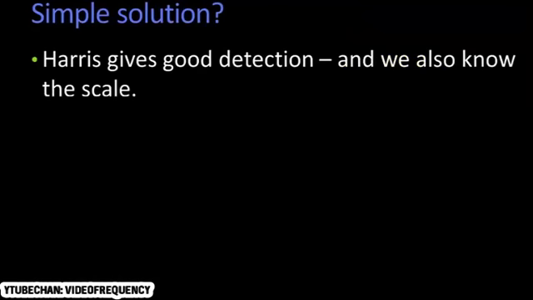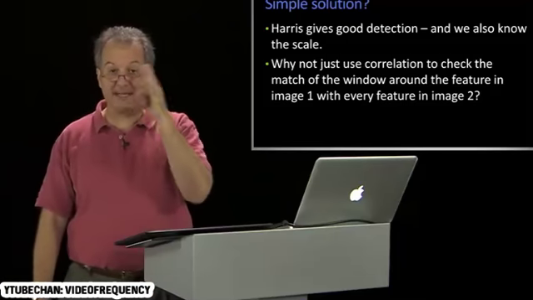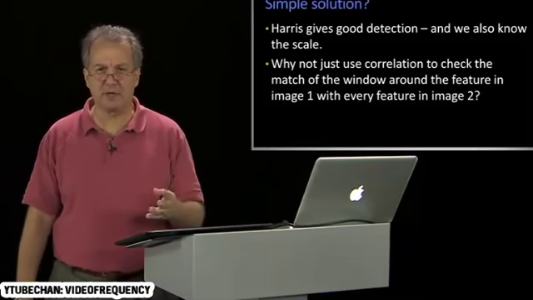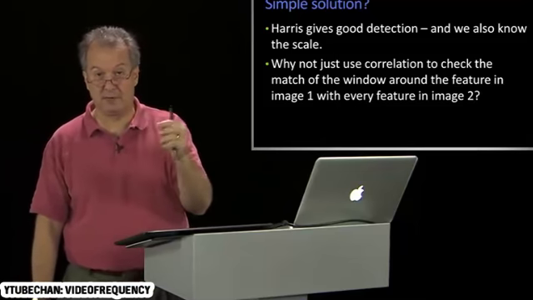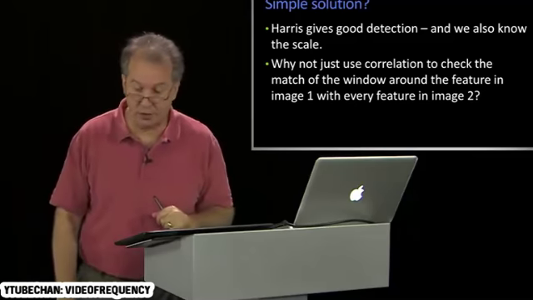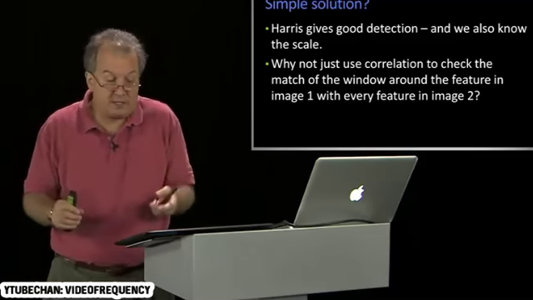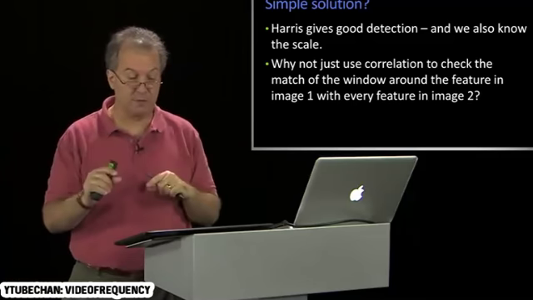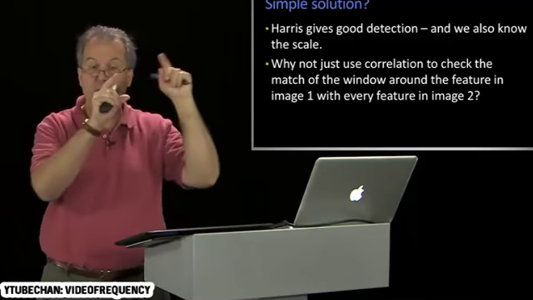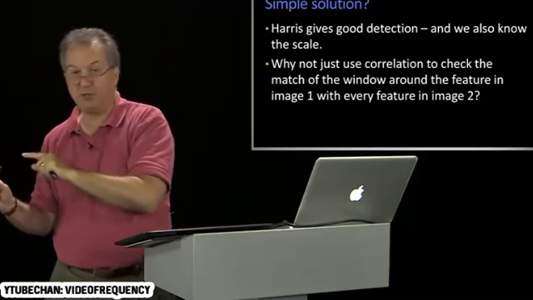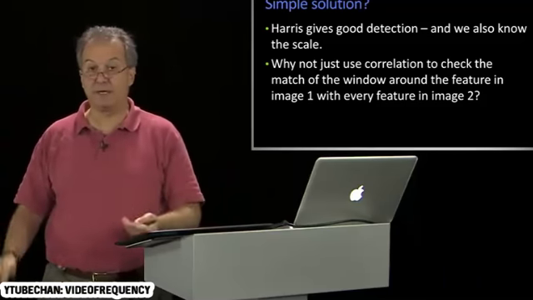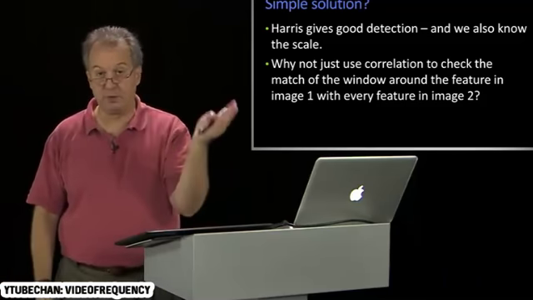So you might say, look, I've got a simple solution. We know that the Harris detector gives pretty good detection, and remember we did that whole thing to talk about how to find the right scale, so we even know the scale of the window. So why don't we, for every feature we have here, pick a window whose scale has been determined, and just do correlation against all of the feature points over here using their appropriate scale, and then just pick the best matches and go through and do that all the way.